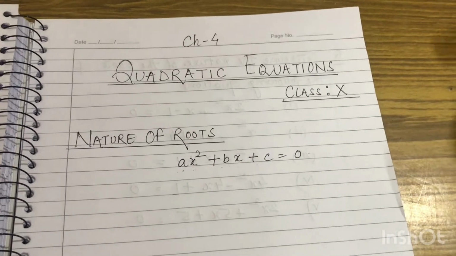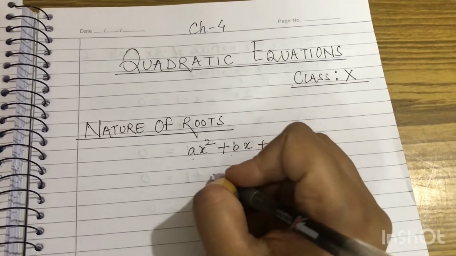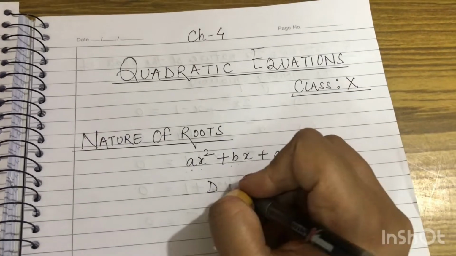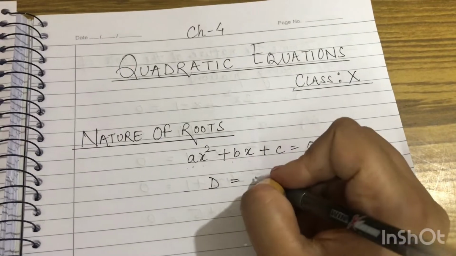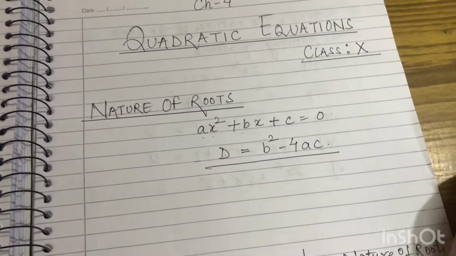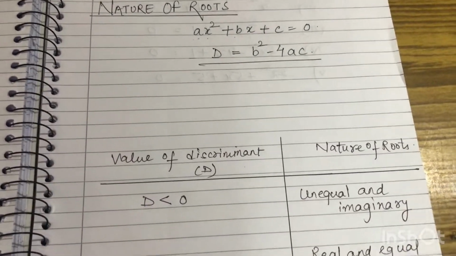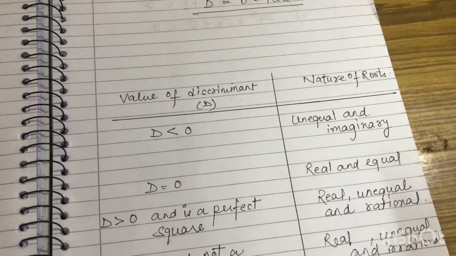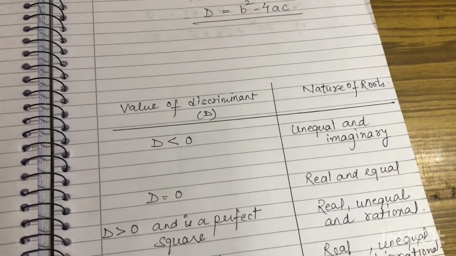Now what is discriminant and how do we find it? I had already told you that discriminant is found out by applying the formula D is equal to b square minus 4ac, and this value of D helps us to determine the nature of roots. How? You can see this table to understand how we determine the nature of roots by using D.